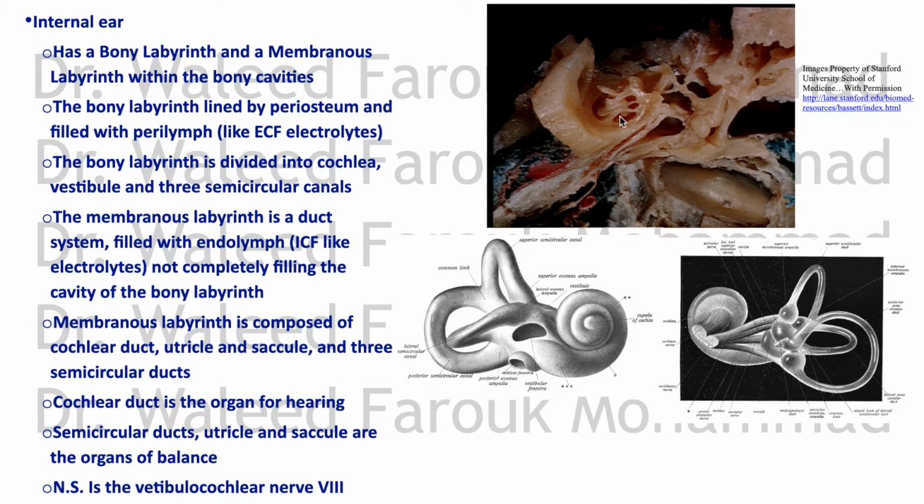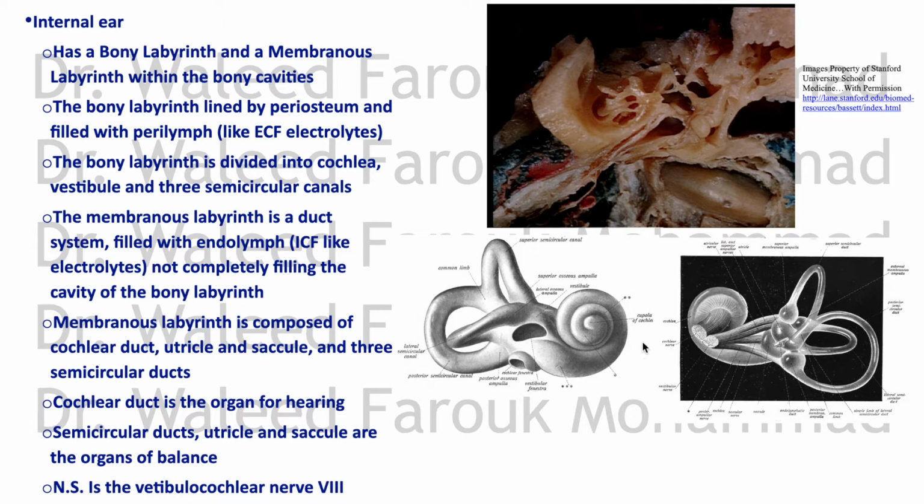and filled with fluid with similar structure like the extracellular fluid. Means it has high concentration of sodium and low in potassium. On the contrary, the duct system, the closed duct system, has fluid inside it called the endolymph, and it's similar in structure with the intracellular fluid. Means it's rich in potassium and low in sodium.